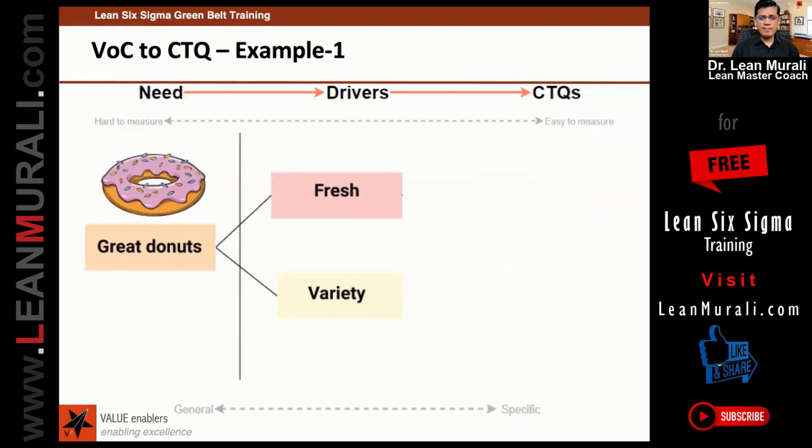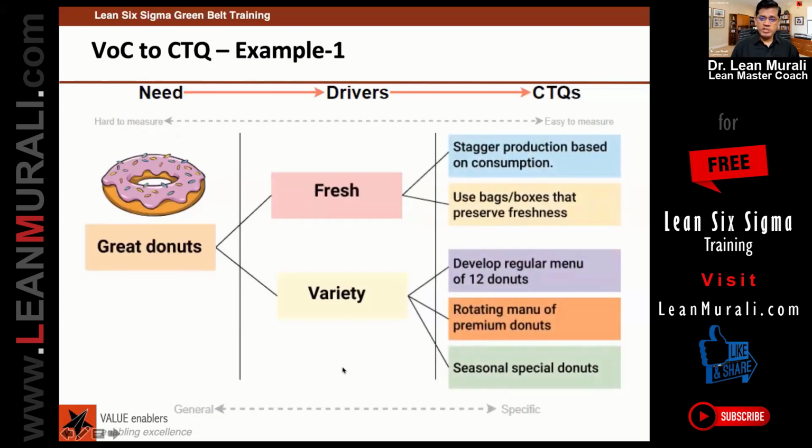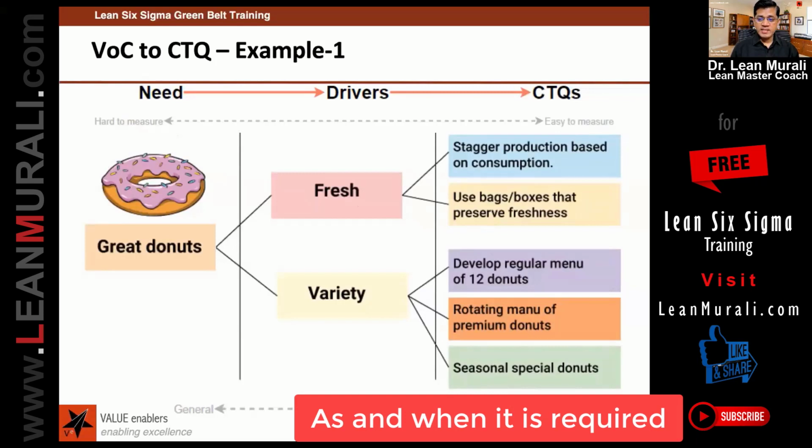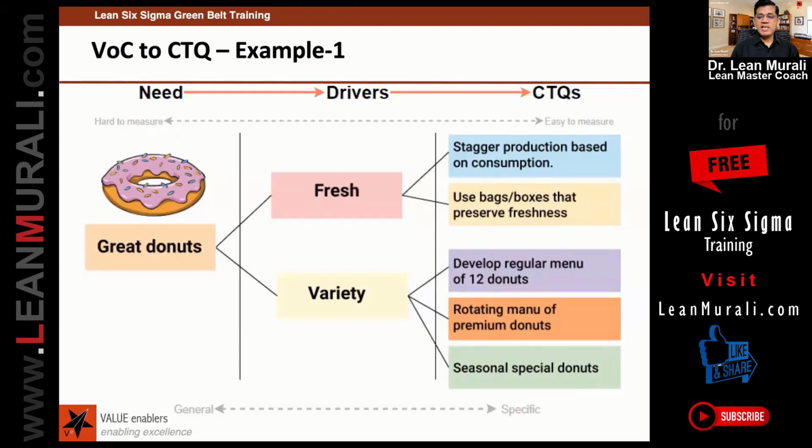Let's take a simple example first. Now, if you see freshness, what is critical to quality? If you want to make sure that donuts are fresh, you need to make them as and when required. You should not produce in bulk and keep, but you should be able to produce when it is required. That is why we have written staggered production based on consumption.